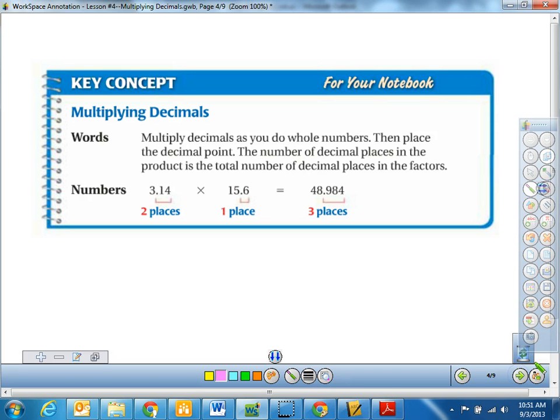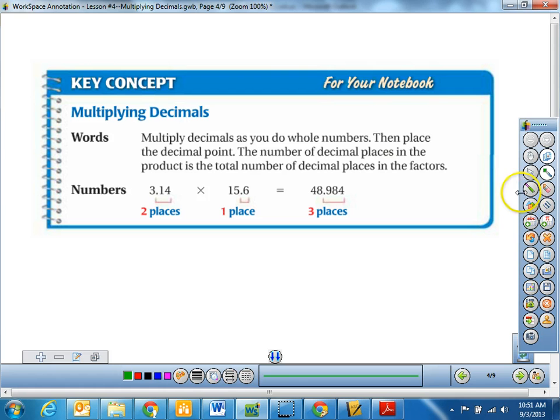We need to keep moving on. We're not going to sit and draw out grids every time we want to multiply decimals. So we need to figure out how to do it without drawing it out. And this is going to help us. This is our key concept, so you need to make sure to take a peek at this.